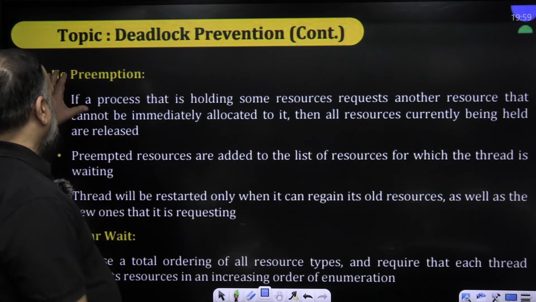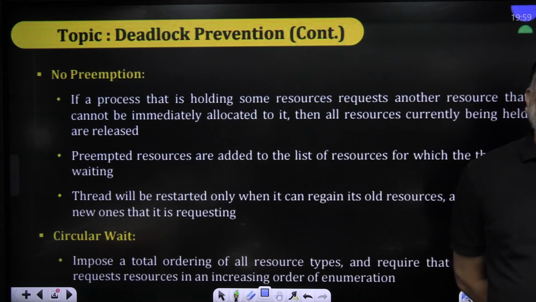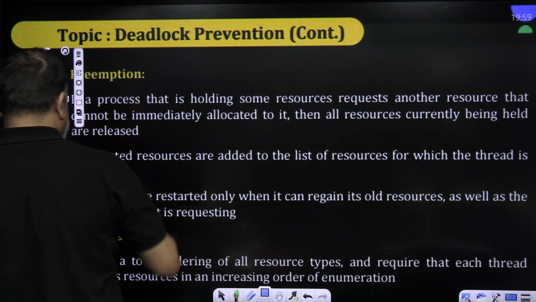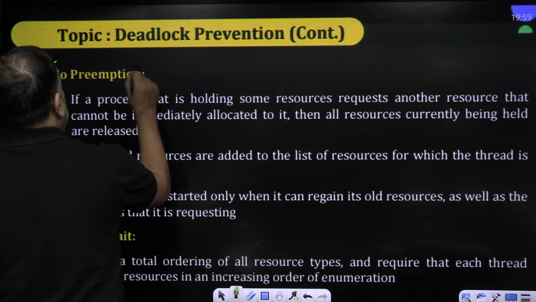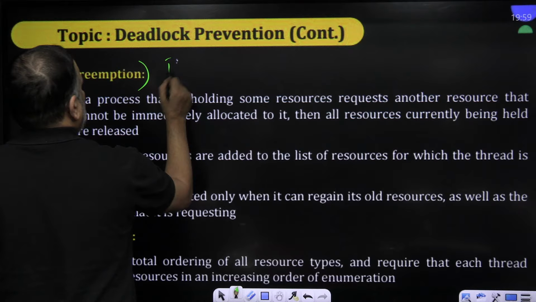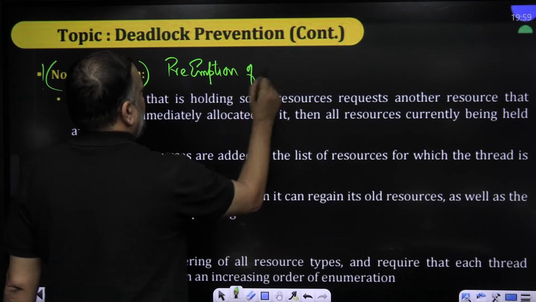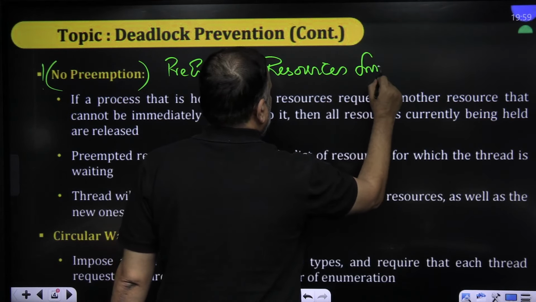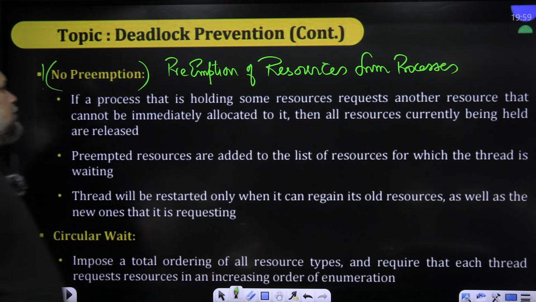Then secondly, no preemption. If the process is not getting preempted of its resource, then I may have the problem. But however, if you want to negate this condition, so that means if you are negating this, you check. Negation of no preemption implies preemption. Preemption of what? Preemption of resources from processes. It can be self-preemption or it can be forceful preemption.